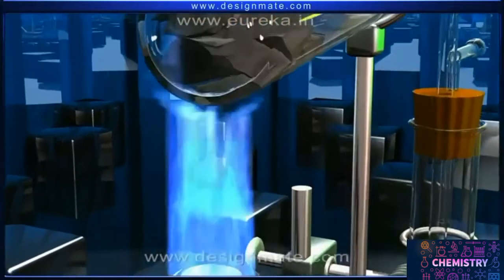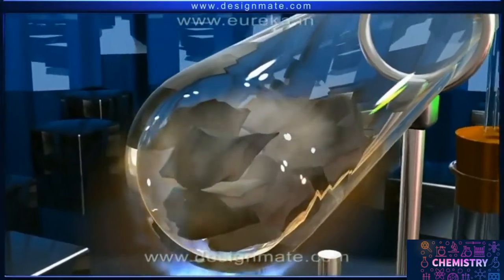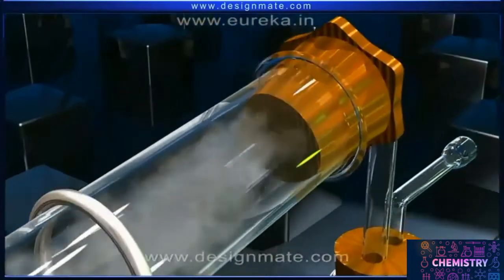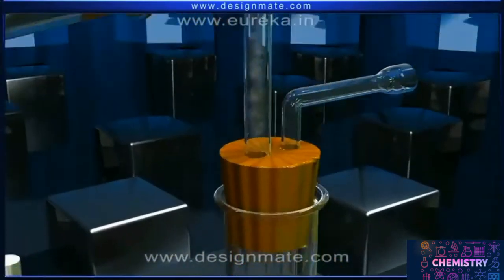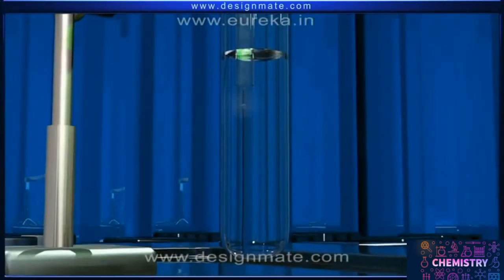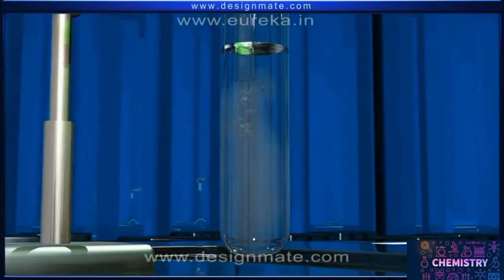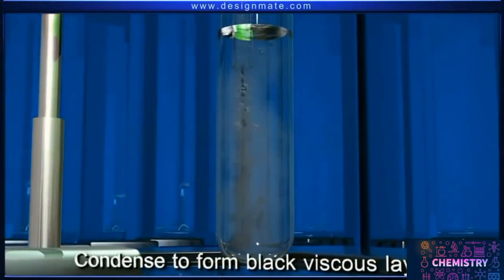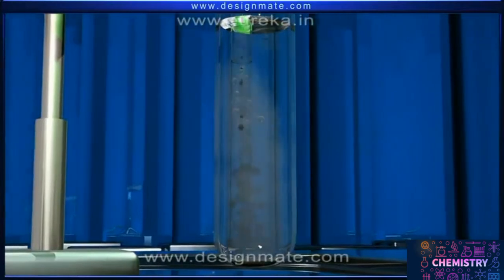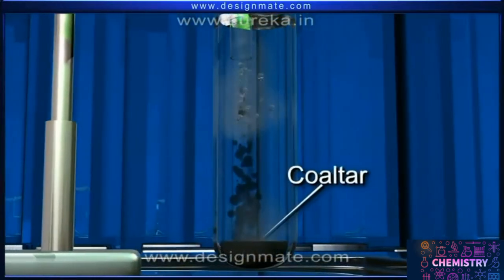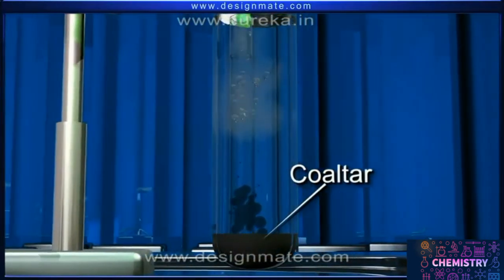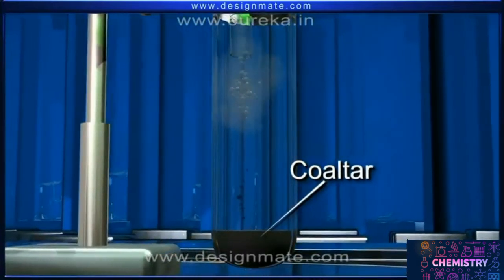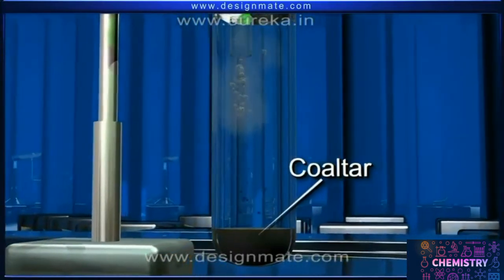Heat coal over a burner. On strong heating, it produces colorless vapors which enter water filled in the other tube. After some time, few of these vapors condense to form black viscous layer below the water level. This is called coal tar, while some other vapors get dissolved in water to form a colorless layer above the coal tar layer.